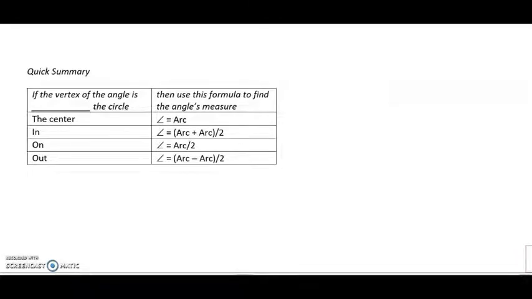So my generalization is if the vertex of an angle is the center of a circle, then the measure of the angle is equal to the arc. If the vertex of the angle is inside the circle, not the center, then the angle is equal to the sum of the arcs divided by 2. And a mnemonic to remember that is if it's in fashion, in bounds, that's a good thing, right? So in, it's a plus.